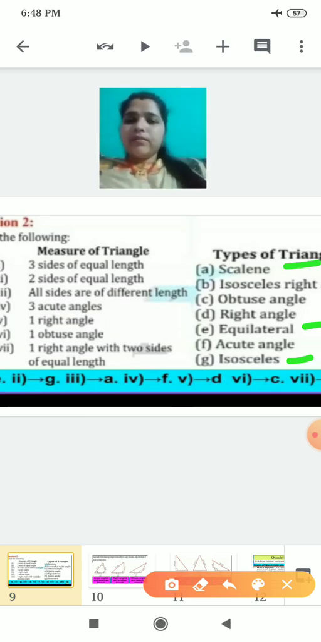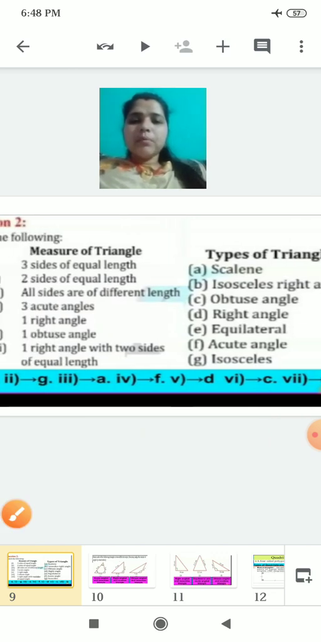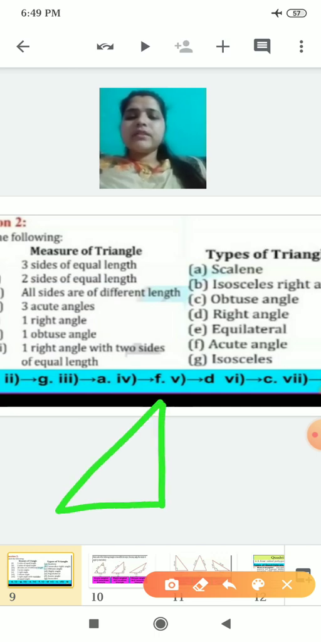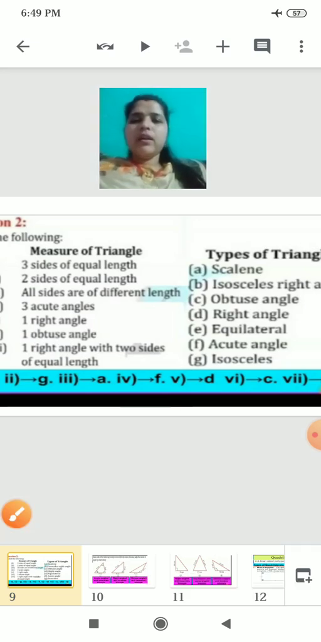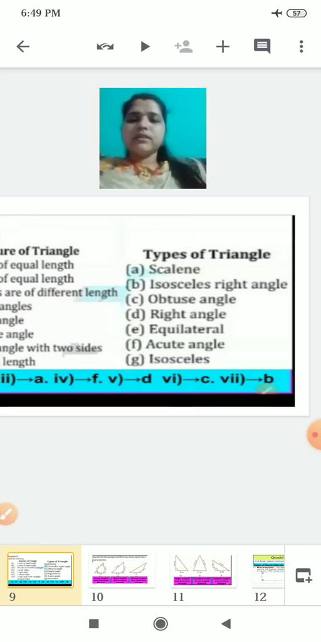3 acute angles. It is saying 3 acute angles, so it will directly go to the acute angle. Okay, it is talking about acute angle, so it will go to acute angle itself. First we have right angle triangle, will go to the right angle triangle. One obtuse angle, it means it is an obtuse angle. Now last we have is B. It is saying one right angle and 2 sides of equal length. Right, one triangle is given and one is here 90 degrees and 2 sides are equal. Any 2 sides are equal, that will be isosceles triangle. Okay, if you learn the definitions which we have discussed today, you will get to know what is there in this matching. It is very easy.